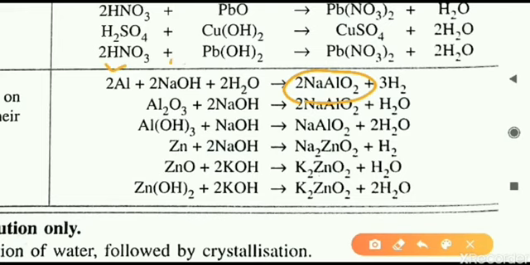Here, metal aluminium reacts with alkali, that is NaOH, and in the presence of water the reaction is happening. So what is forming as a result? It is forming the salt. Salt is NaAlO2 plus hydrogen. Now this salt is looking a bit complex. What is this kind of salt known as?